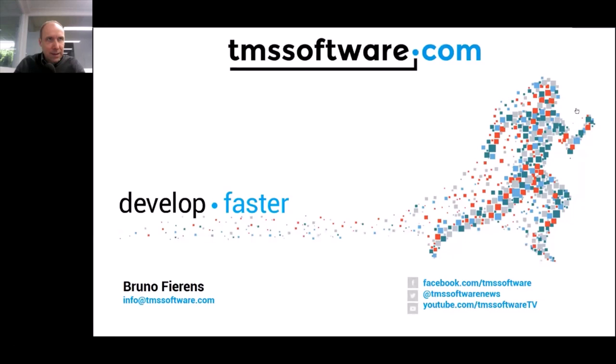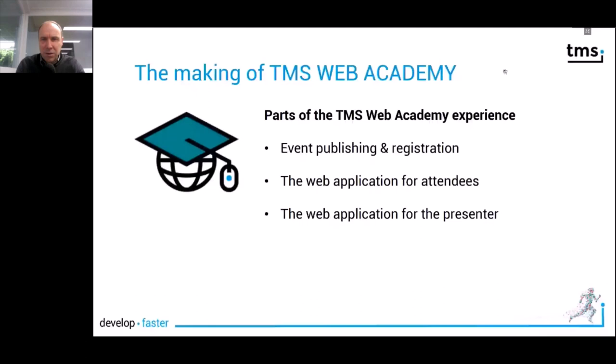So what will we discuss in this webinar? Well, the whole experience for the Web Academy consists of several parts. There is, first of all, the event publishing and registration, which are steps that you all did. Otherwise, you would not be here. So we will have a brief discussion about that. Then, of course, there is the TMS WebCore client application that you are all using right now at this moment. And this is the web application that is used by attendees, viewers. And then there is another application with slightly more functionality, which is the application that I'm using myself to do this presentation here for you.